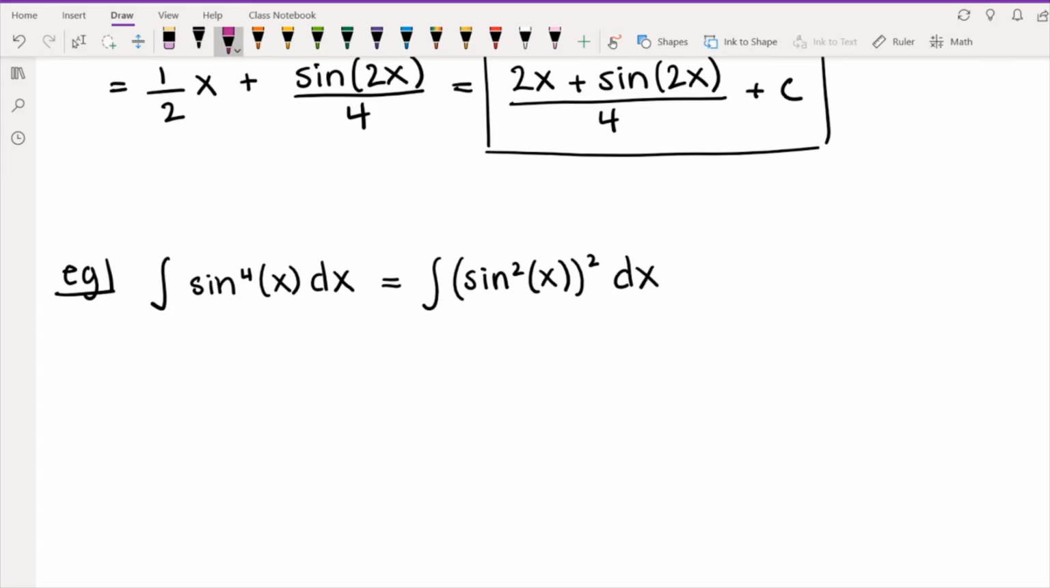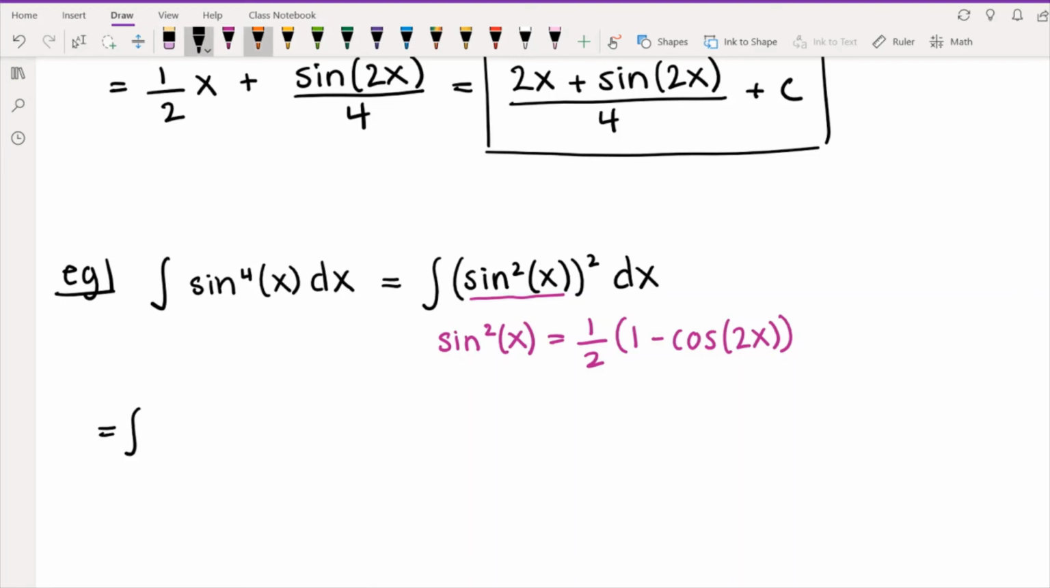And so now we can use the identity we saw on the previous page. On the previous page, we saw that sine squared of x can be written as 1/2 times 1 minus cosine of 2x. And so we can go and put that in. And so we end up with the integral of 1/2 times 1 minus cosine of 2x, this whole thing squared.